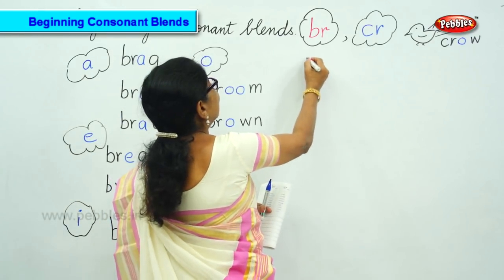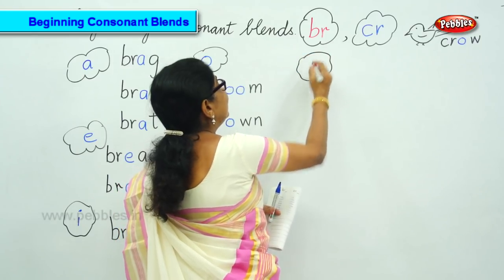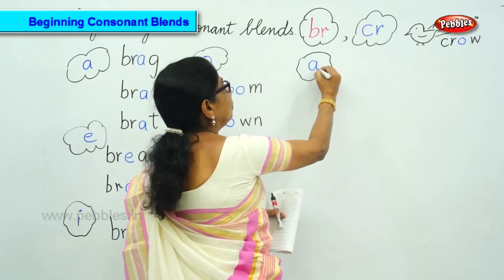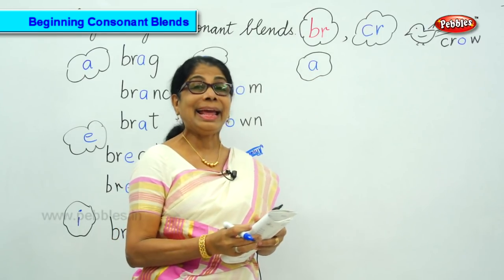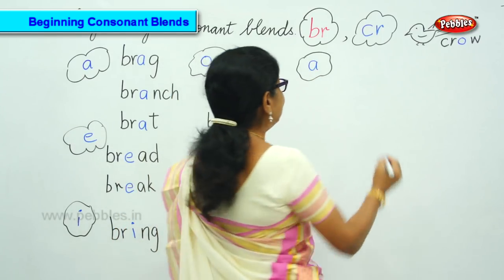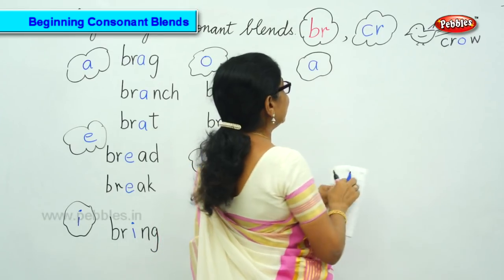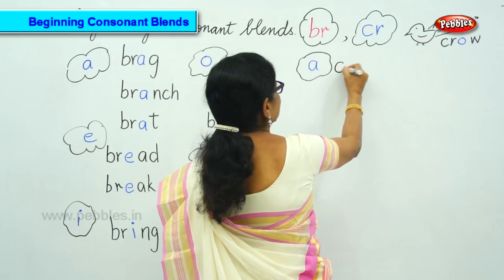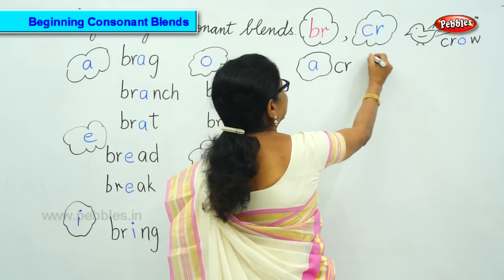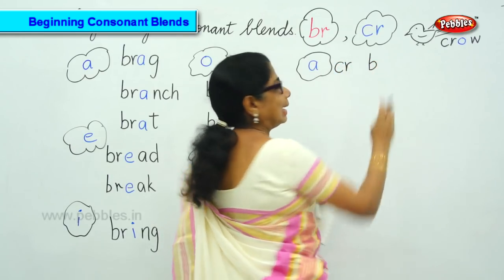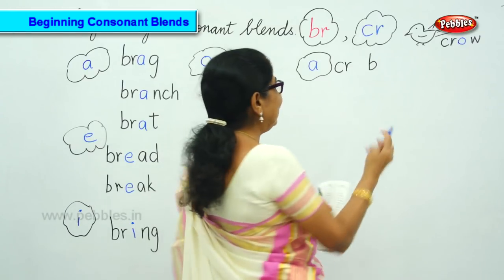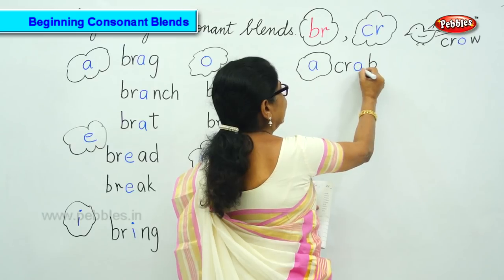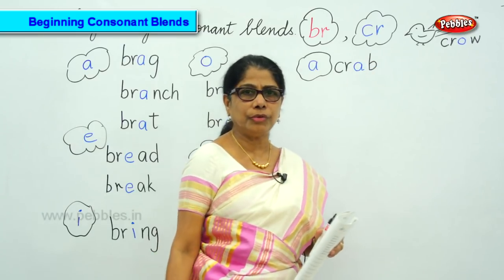Now let's go vowel by vowel. Let's see what we'll get in A sound. Crab. Okay? Crab. It's a little crawly thing in the sea. Children love to eat crab.